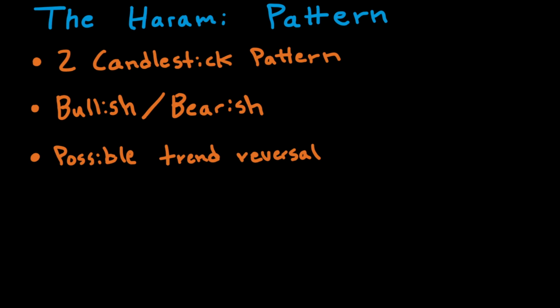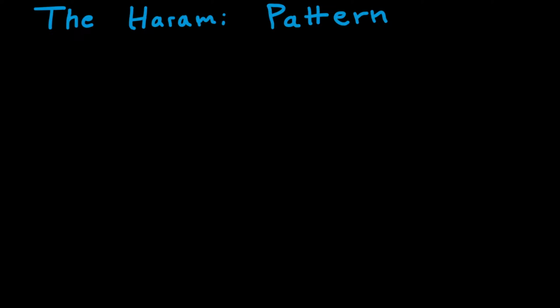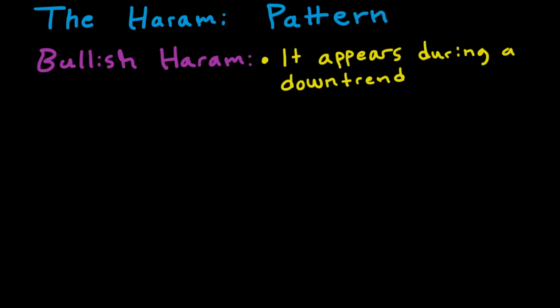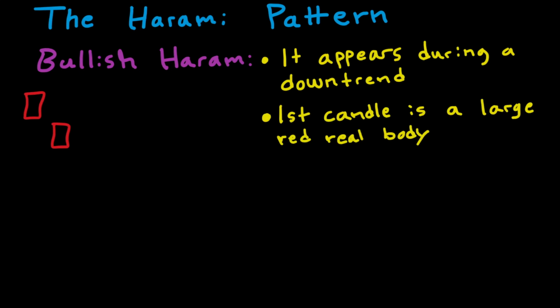Now let's take a look at how the candle actually looks. As I mentioned, we can have either a bullish Harami or a bearish Harami. So let's start off by taking a look at the bullish Harami. The first thing about the bullish Harami is that it appears during a downtrend. So prior to the actual pattern, we might have had some red candles like this. And the first candle is a large red real body.